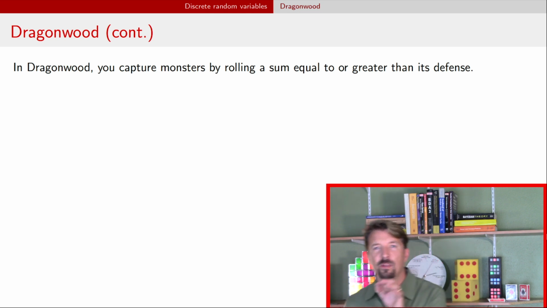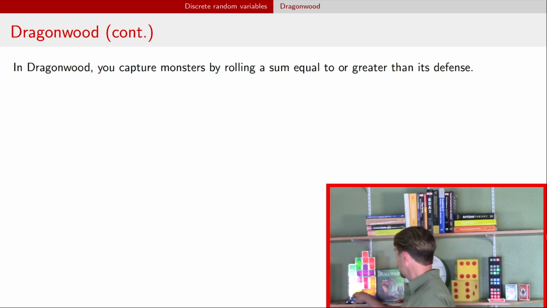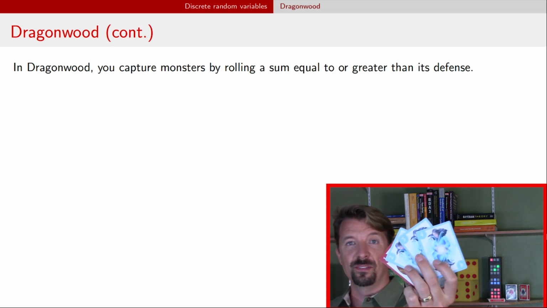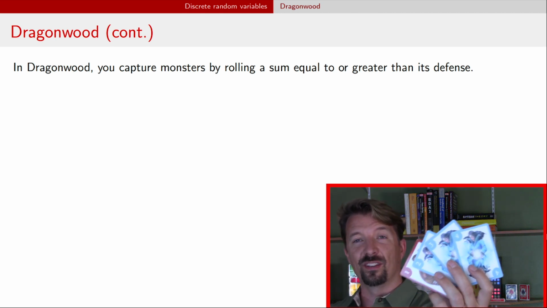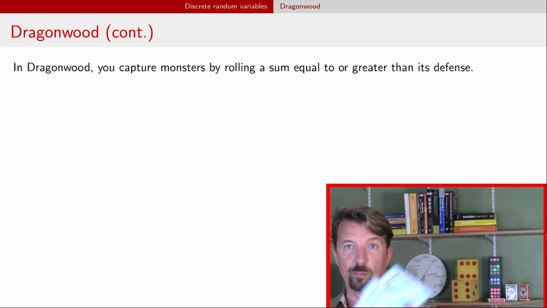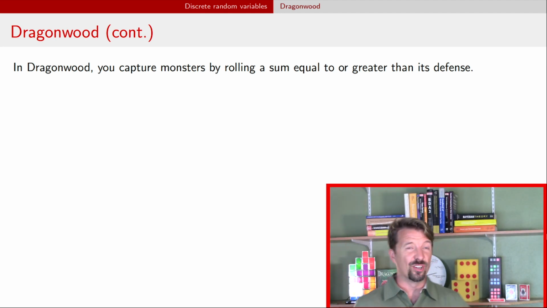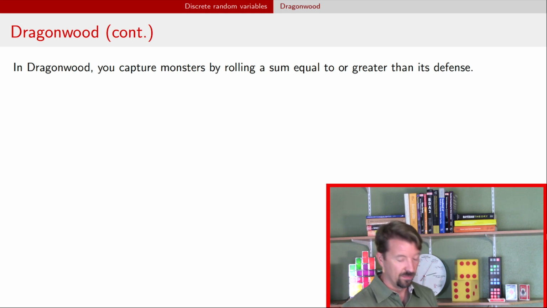All right, if we go back to thinking about Dragonwood, the game is really played by having a set of cards in your hand. These are the cards. Based on what cards you have in your hand, you get to choose which cards you want to play, and you get to roll a certain number of dice. And your goal then is to capture monsters.